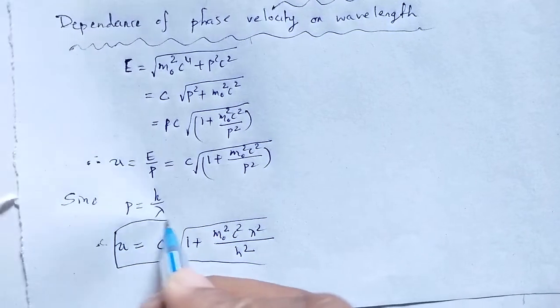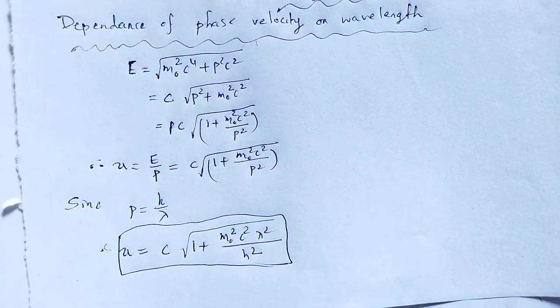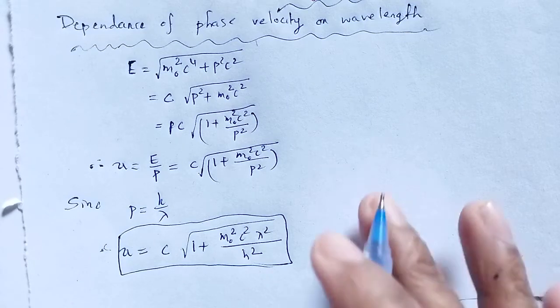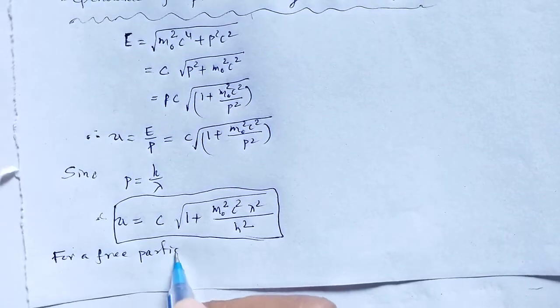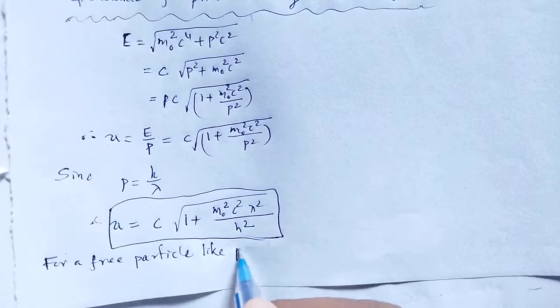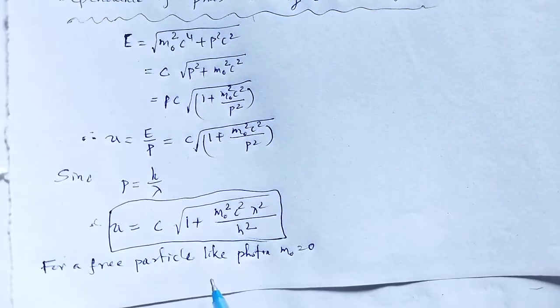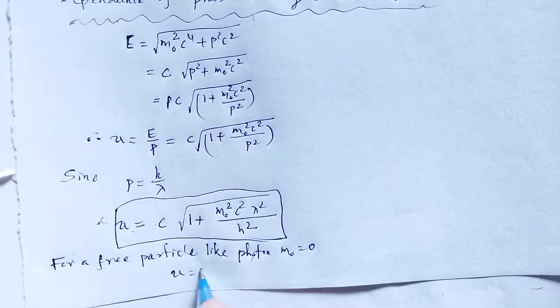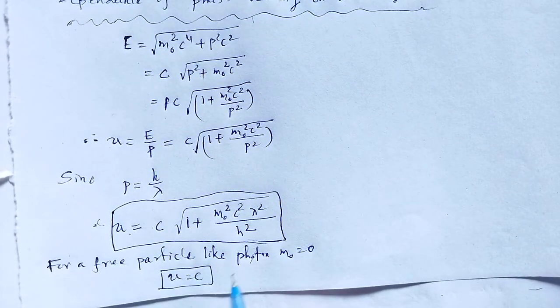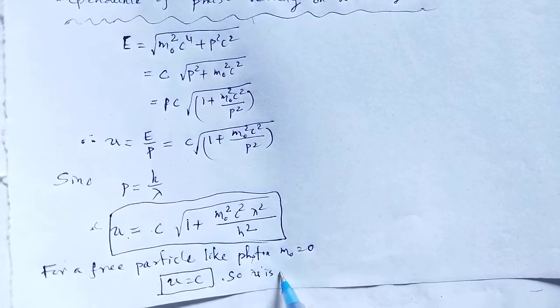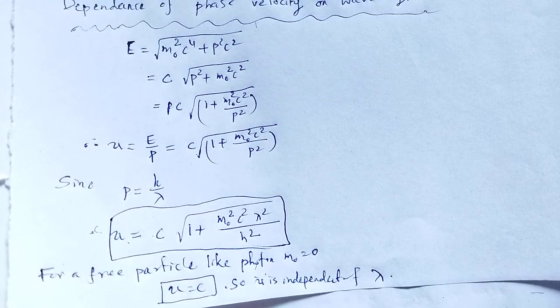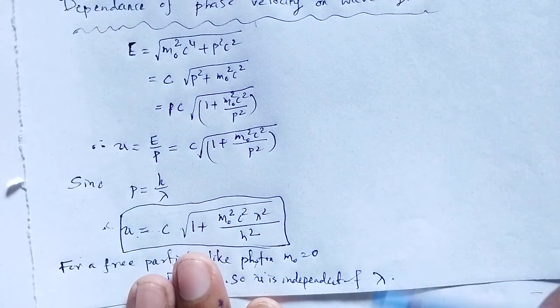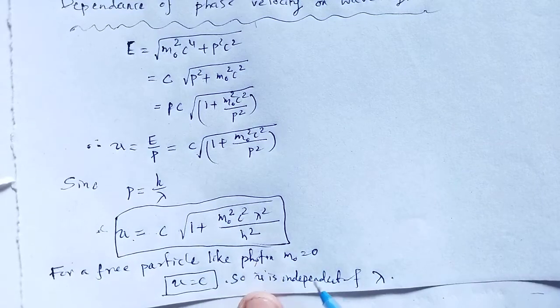Look at that expression. For a free particle of zero rest mass like a photon, the rest mass will be 0. Therefore, u is equal to c. This one is independent of lambda. So, u, that is the phase velocity, is independent of the wavelength lambda. Here m naught is equal to 0.